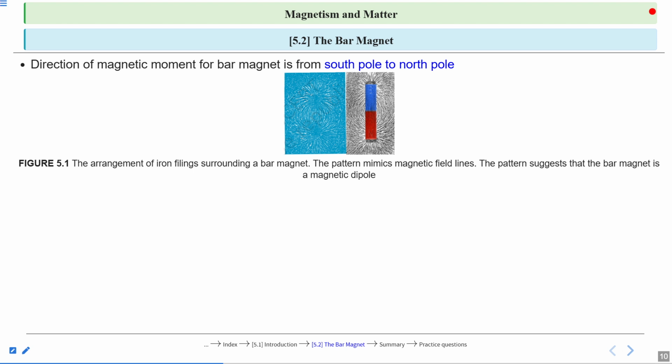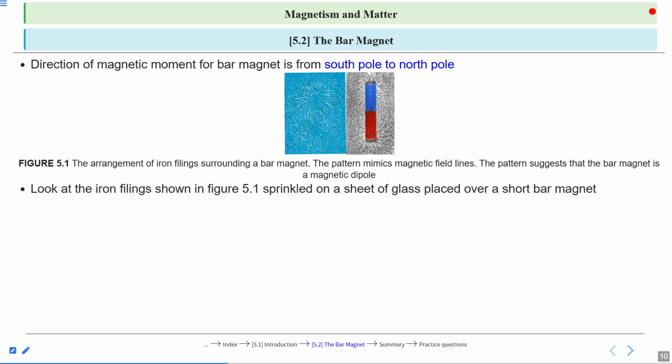So you can see in the diagram also, the magnetic field lines are in the pattern shown in the figure. The pattern of the iron filings around the magnet will represent the magnetic field line direction or pattern. The pattern suggests that a bar magnet is a magnetic dipole. So a bar magnet is considered as a magnetic dipole. Look at the iron filings shown in figure 5.1, sprinkled on a sheet of glass placed over a short bar magnet.